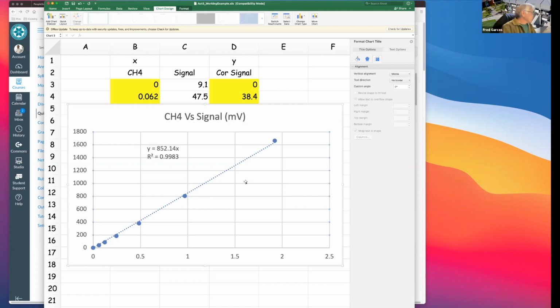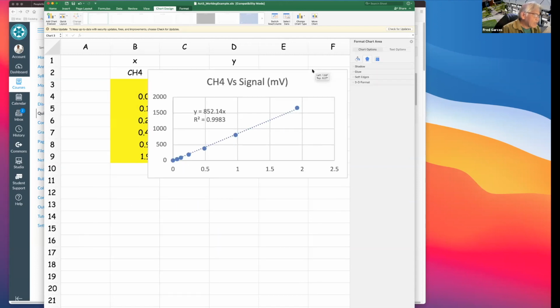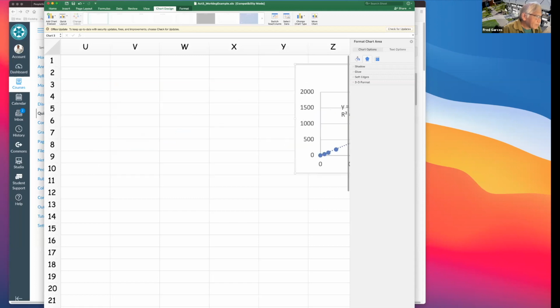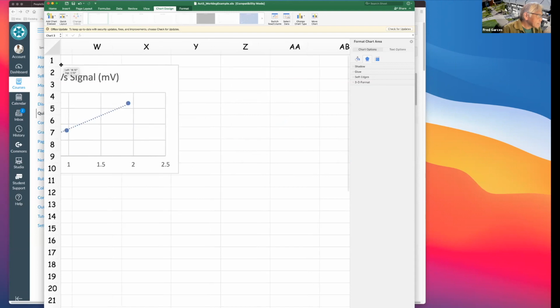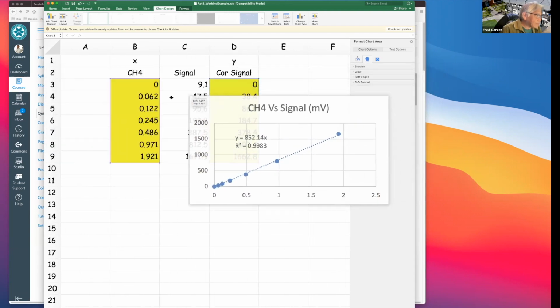Okay, so you guys should be able to get this. Now, the next step that I'm going to do is I'm going to show you how to do Linest. Okay, so I'm going to move this out of the way, because I want to show you how to do Linest. Linest is not an easy program to do, but it can be done.